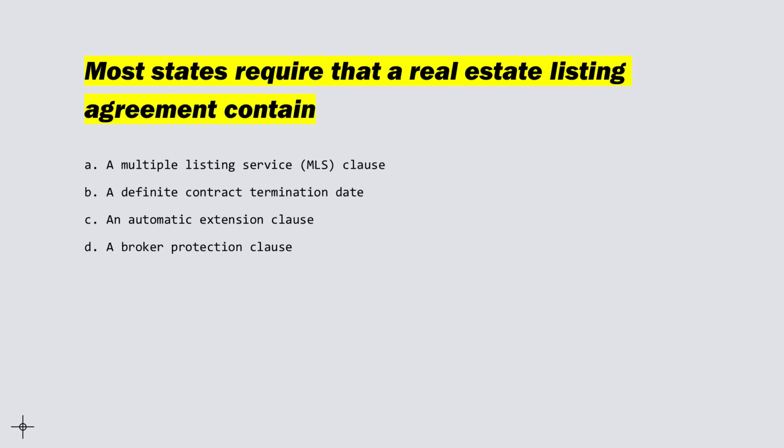Most states require that a real estate listing agreement contain A. A multiple listing service clause. B. A definite contract termination date. C. An automatic extension clause. Or D. A broker protection clause. And the answer is B. A definite contract termination date.